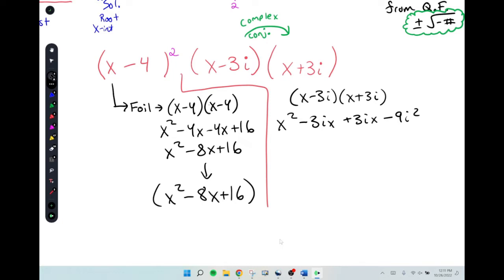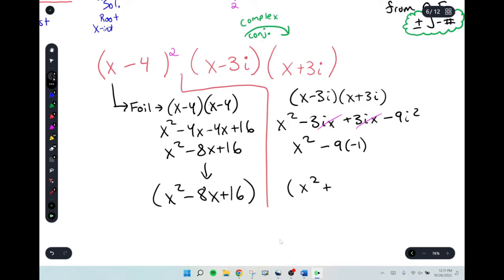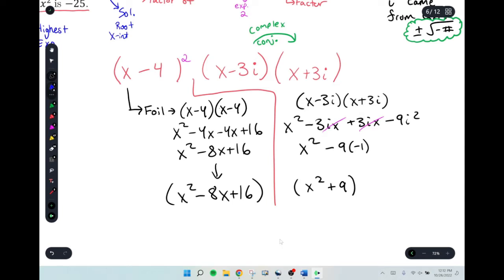Anything cool happen there? Those cancel out, and your i squared turns into something special: -1. Absolutely. x squared minus 9 times -1, also known as x squared plus 9. So those red things turned into these two multiplied by each other, right? We're still not done.